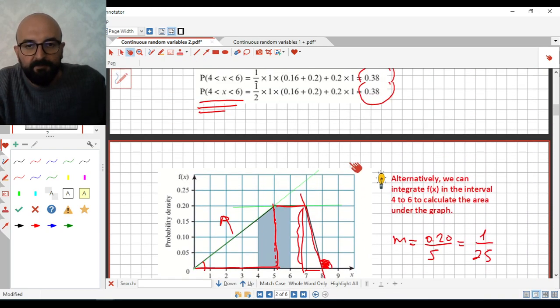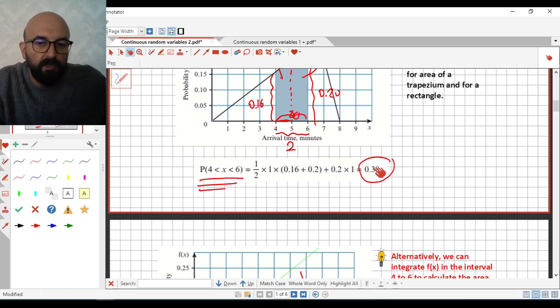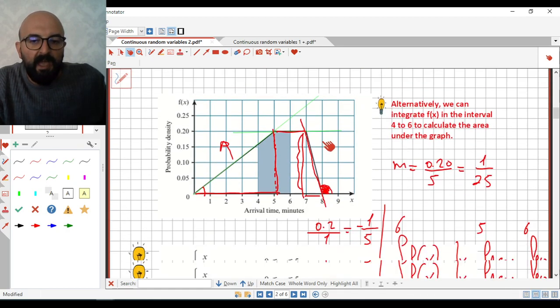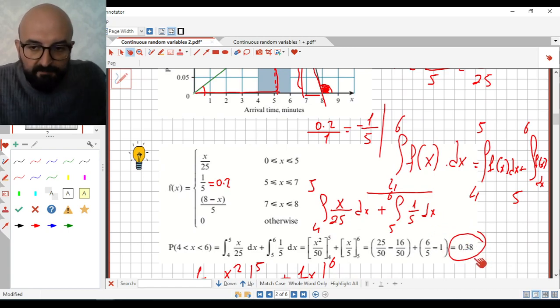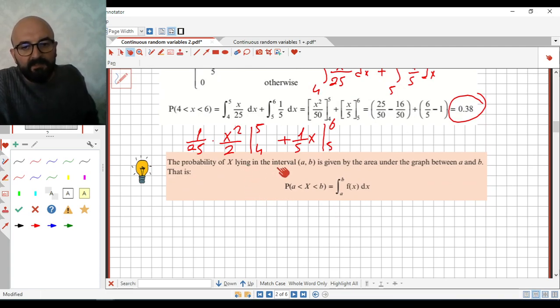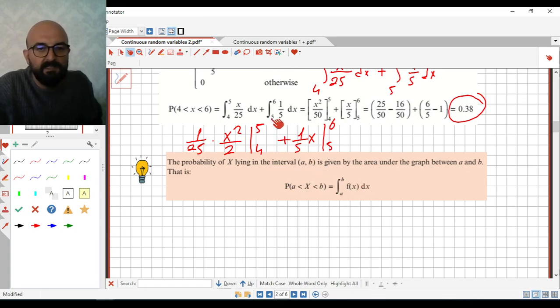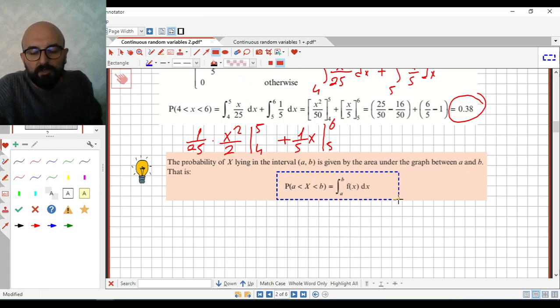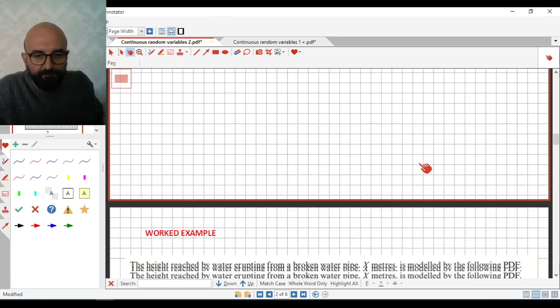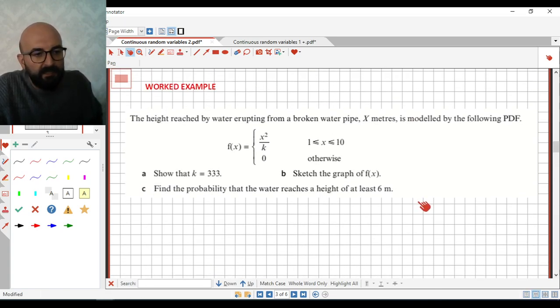And it means also the same value as before. The first one we used geometry, and the second one we used integration. So the probability of x lying in the interval a and b is given by the area under the graph between a and b. This is our formula for the probability density function for integration.